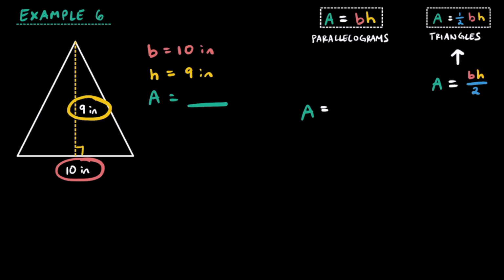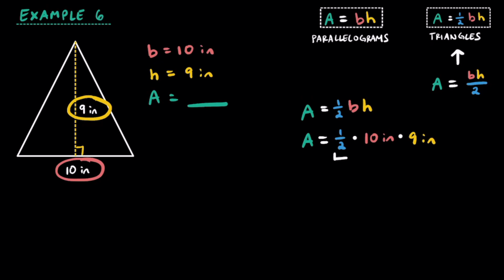Capital A is equal to 1/2 multiplied by the base, then multiplied by the height. Substituting in, we can write A is equal to 1/2 multiplied by the base, which we know is going to be 10 inches. So I'll go ahead and write that in as 10 inches, multiplied by the height, which is 9 inches.